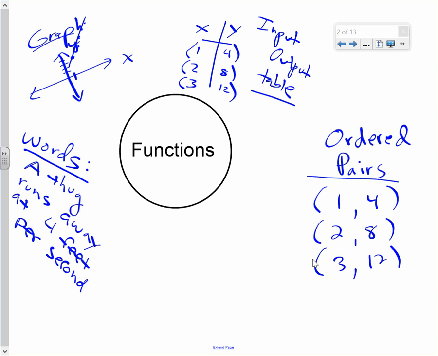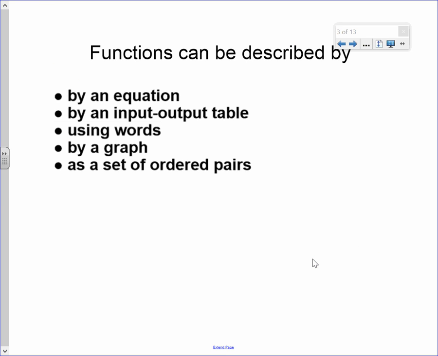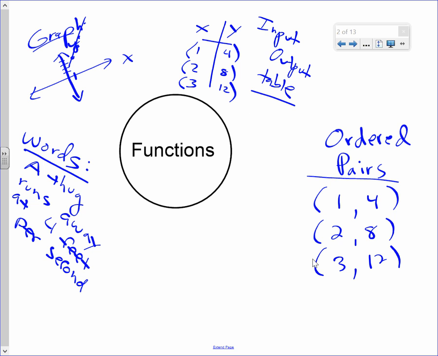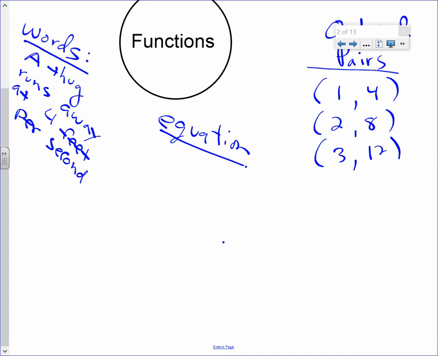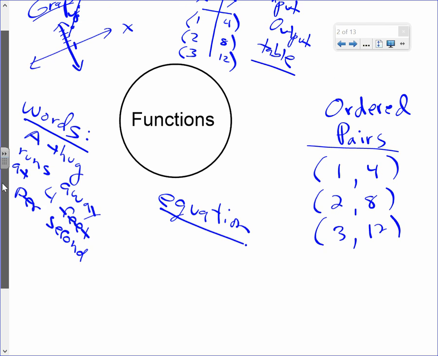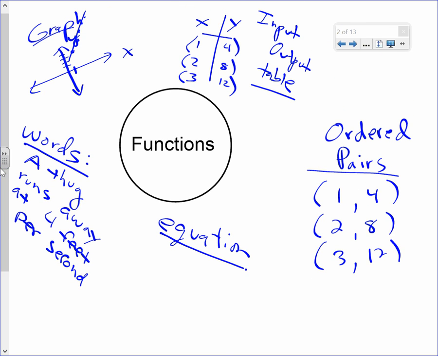How about by an equation? Graph, ordered pairs, 3, yep. Last one will be an equation. Let's write the equation that describes this thug running away from the old lady. This meanie. What a meanie. So the equation of the thug running away from the old lady, let's see here.